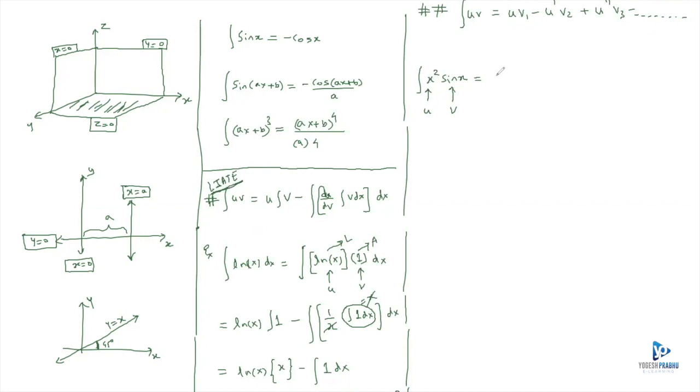So what is u? X squared. X squared, as it is. Okay, I'll tell you what is v1. V1 is the first integral of v. Sine is going to be minus cosine x. Okay, keep going. Minus u prime, you can guess it, right? U prime has to be differentiation of this. 2x. Then you have to integrate this whole thing. Integral of cosine x is sine x. Minus will remain, right?